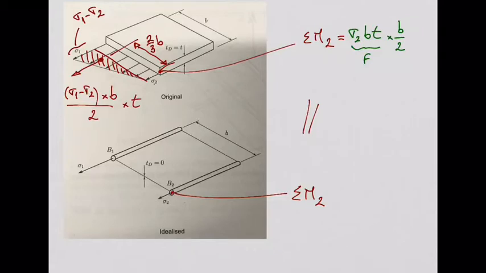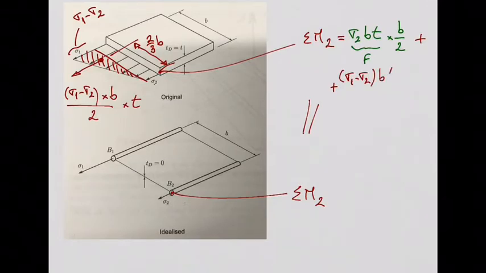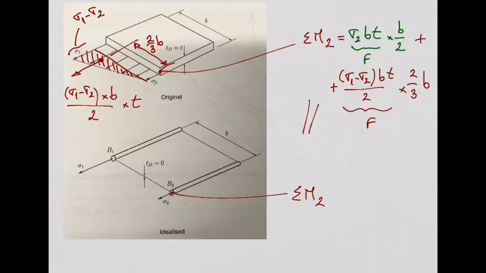Okay? Now we are in good condition to get the moment produced by this triangular distributed load, about point 2. And that moment is going to be equal to the force, which is sigma 1 minus sigma 2 times bt over 2. So this is the force. And I need to multiply this by 2/3 of B. Then I have the moment. I have the contribution for the moment of this triangular load, right? And then I need to do the same for the idealized structure.